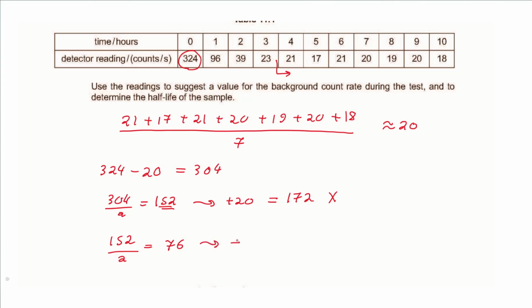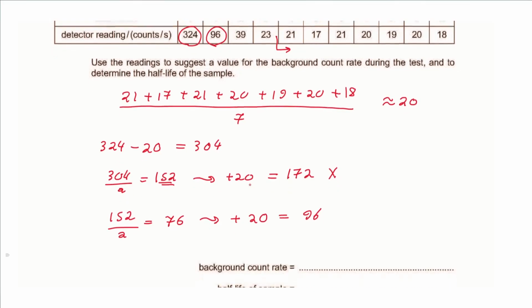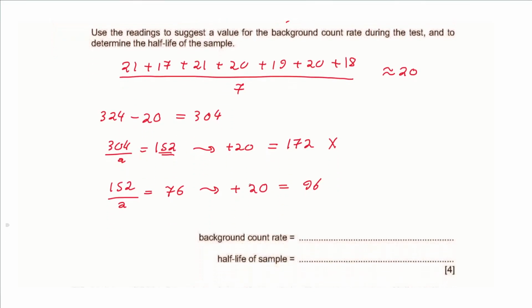Again, we add background and check if the number is in the table. That gives a value of 96. It is in the table, and after 1 hour, we've passed 2 half-lives. So if 2 half-lives take up 1 hour, then the half-life is actually half an hour or 30 minutes, and the background radiation was 20.